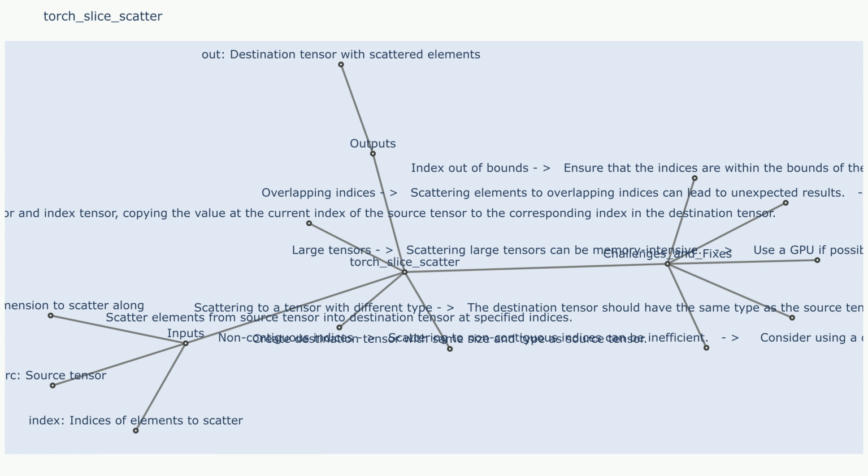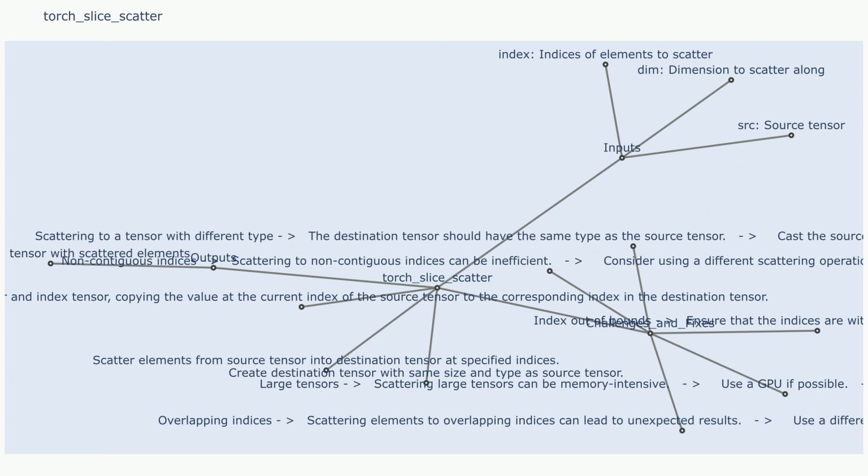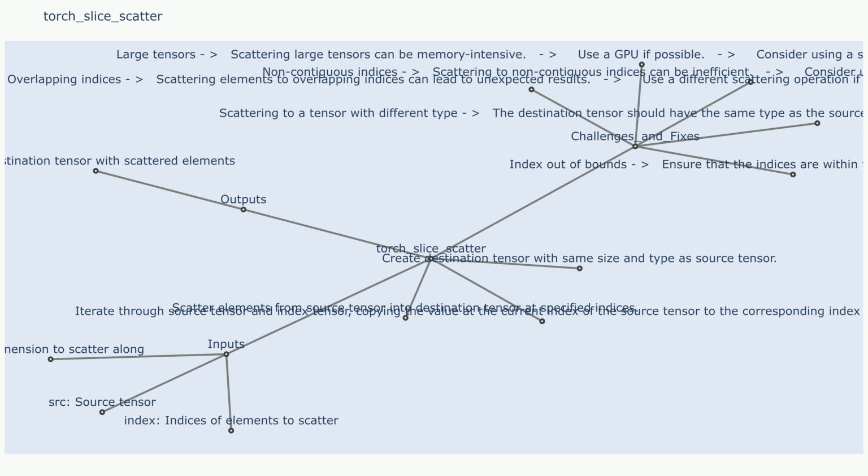Steps. Determine the dimensions and shapes of the source tensor SRC, the index tensor index, and the destination tensor, which can be implicit or explicitly provided. Validate that the shapes and dimensions of the input tensors are compatible for the scatter operation.